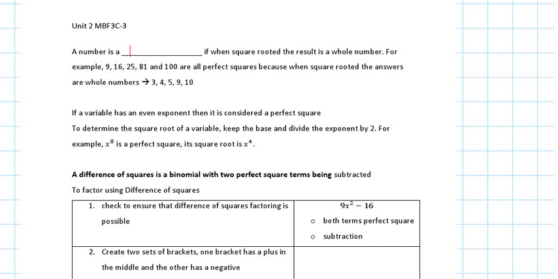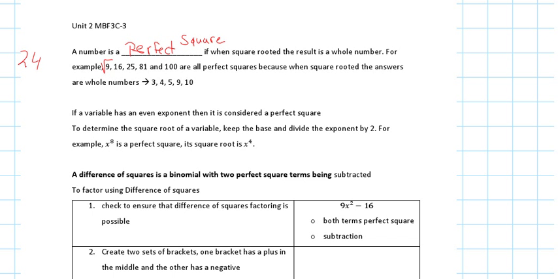So a number is a perfect square if, when square rooted, you can get a whole number. Okay? So if I take 9 and I square root 9, what do I get? 3. Right? It's a whole number. Now, is 24 a perfect square? It is not. Right? Because if you take the square root of 24, it's going to give you a decimal. Okay? So it is not a perfect square.